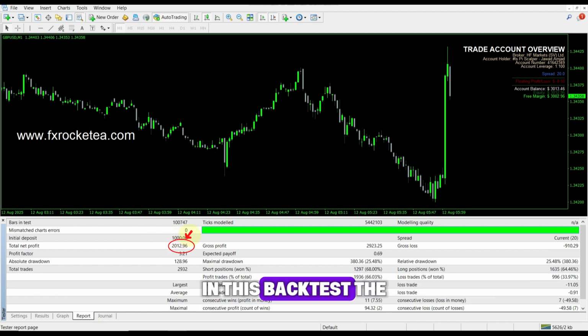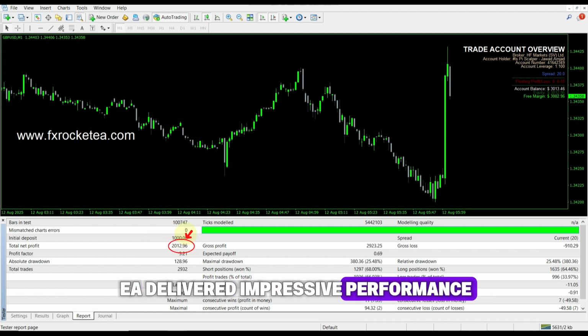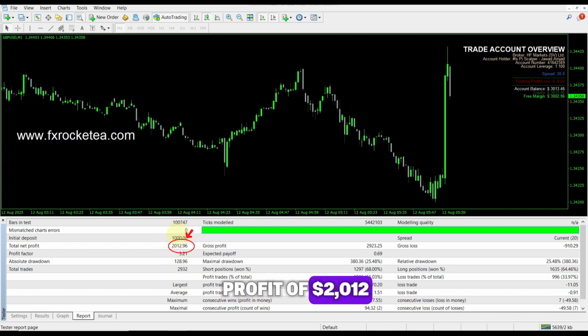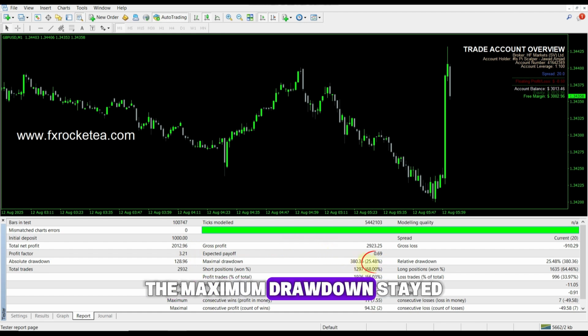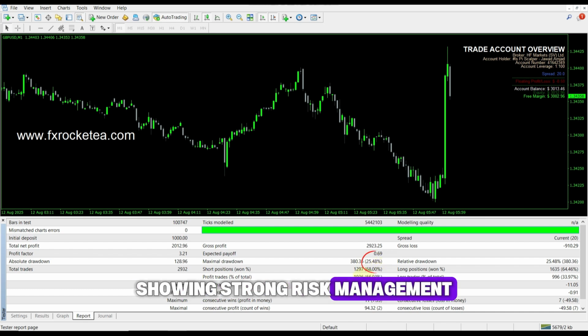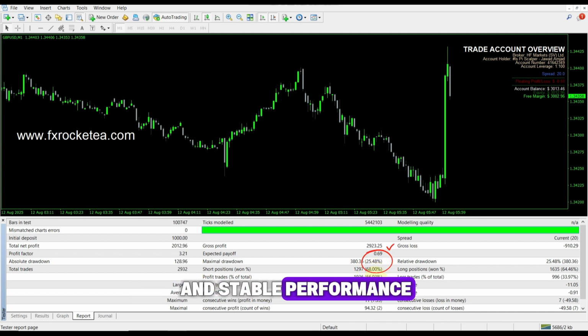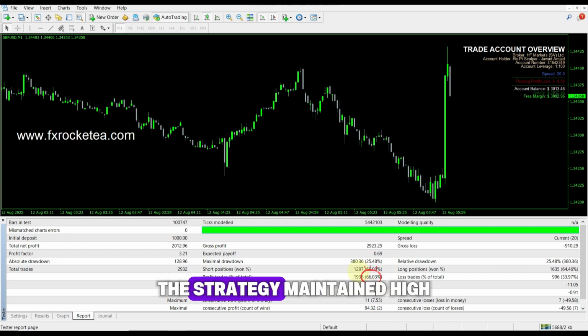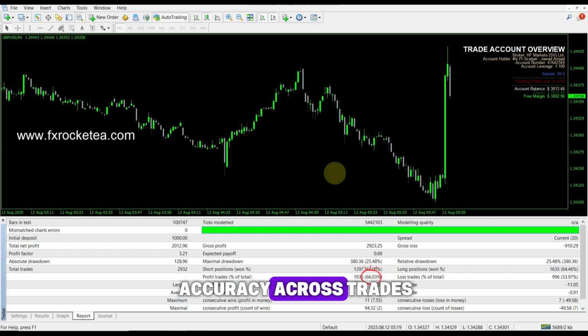In this backtest, the EA delivered impressive performance with a total net profit of $2,012. The maximum drawdown stayed controlled at just 25%, showing strong risk management and stable performance. With a solid 66% win rate, the strategy maintained high accuracy across trades.